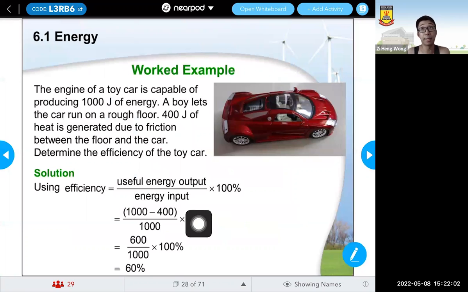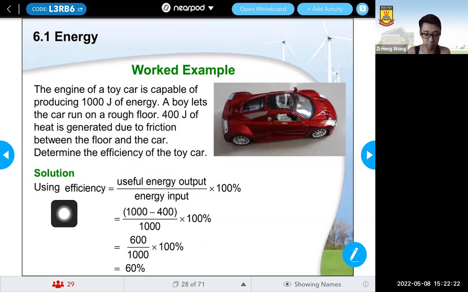How can I apply this calculation? The engine of a toy car is capable of producing 1,000 joules of energy. A boy lets the car run on a rough floor. So when you see rough floor, it means that there's energy loss, there's friction. 400 joules of heat is generated due to friction. So this is the energy loss due to friction. So determine the efficiency of the car.